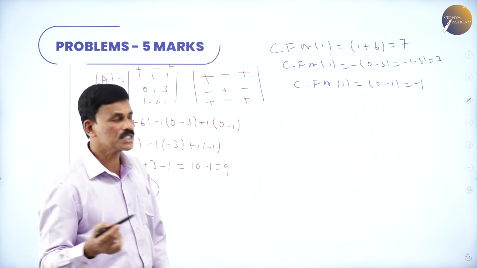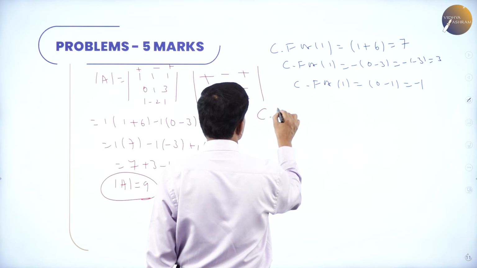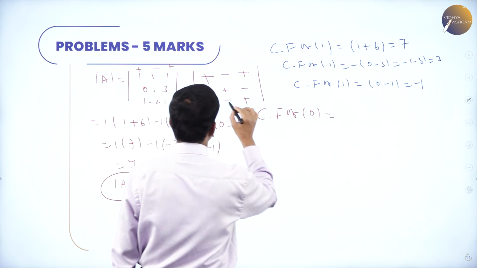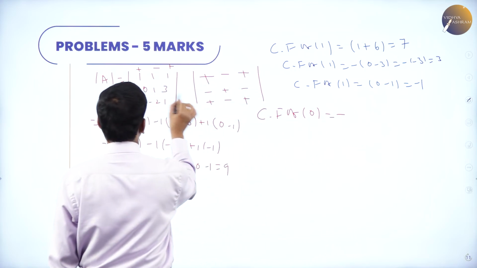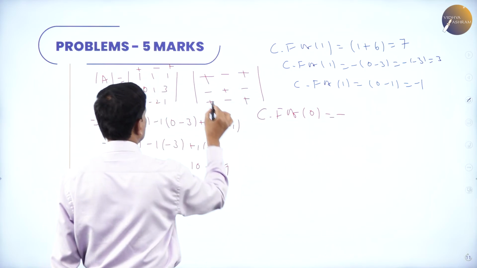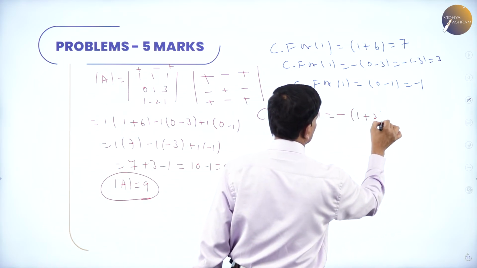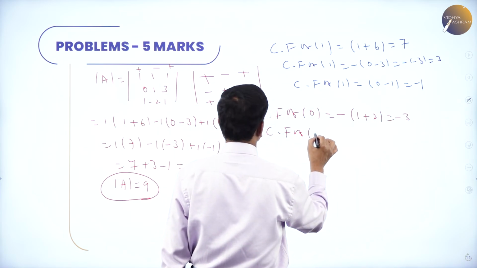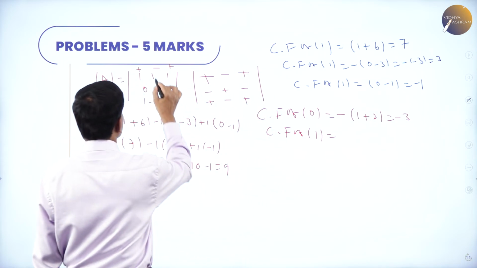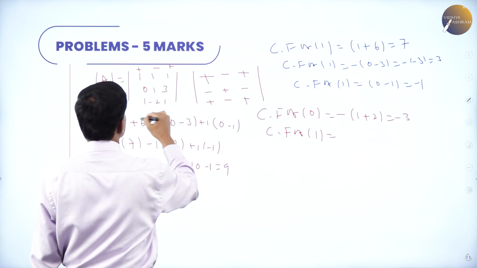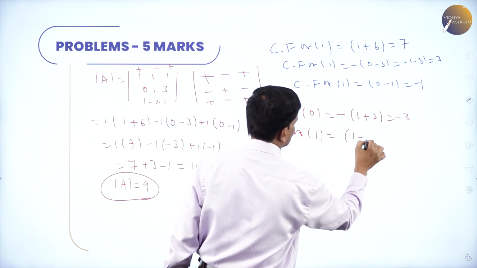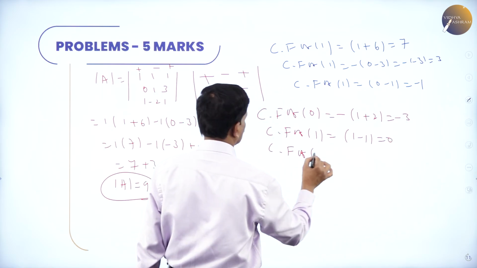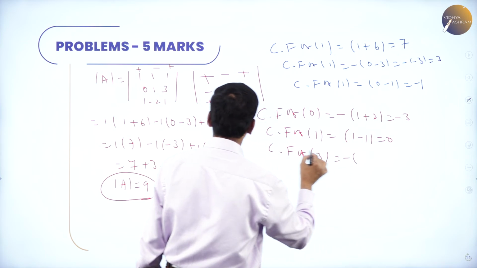Similarly, let us come to the second row. I will find the cofactors. Cofactor of 0. The sign is minus. This row and column is gone. 1 ones are 1. Minus into minus plus. 1 plus 2 is 3. That is minus 3. Again, cofactor of 1 is equal to, the sign is positive. This is gone. 1 ones are 1 minus 1. That's equal to 0.